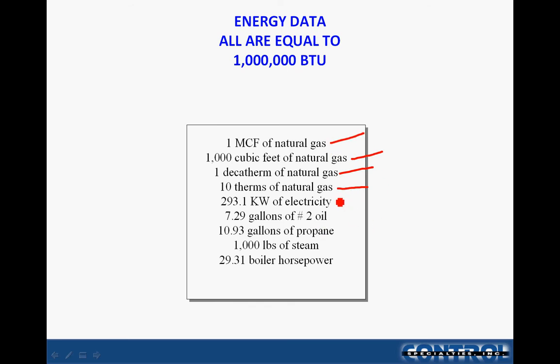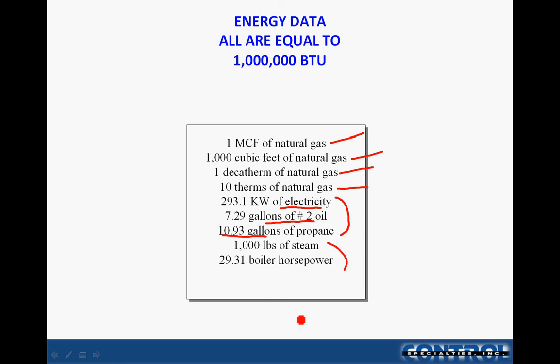The other measurements here are for other fuels which are used to operate a boiler. So we've got electricity. Notice it takes 293.1 kilowatts to equal 1 million BTUs. And then 7.29 gallons of number 2 oil, which is also, by the way, the same as diesel fuel without the road tax, and then 10.93 gallons of propane.